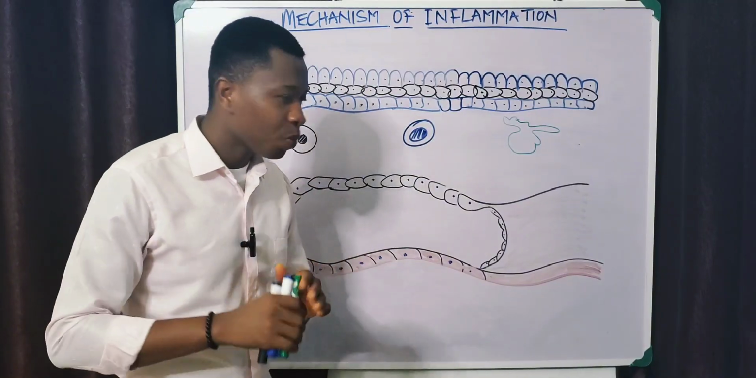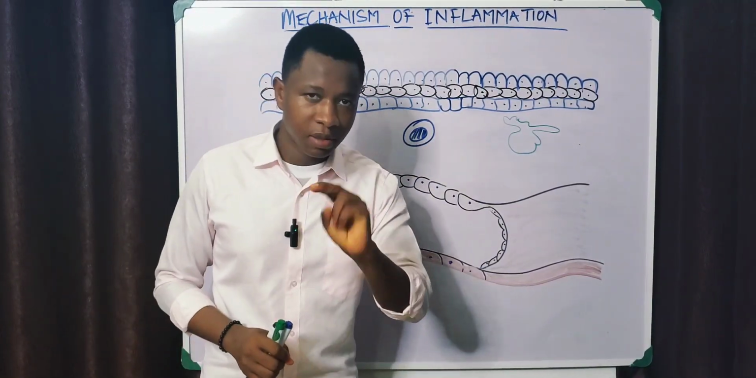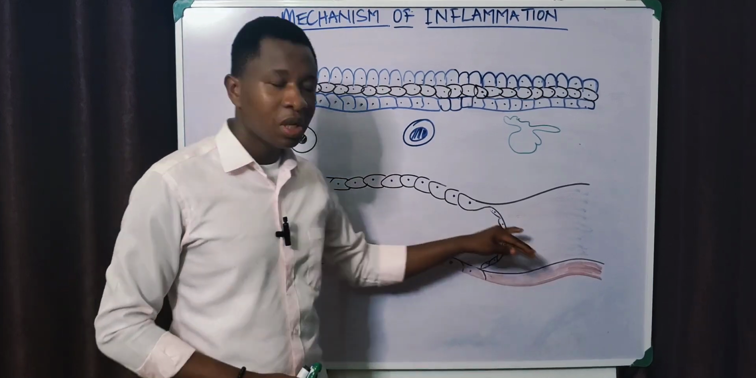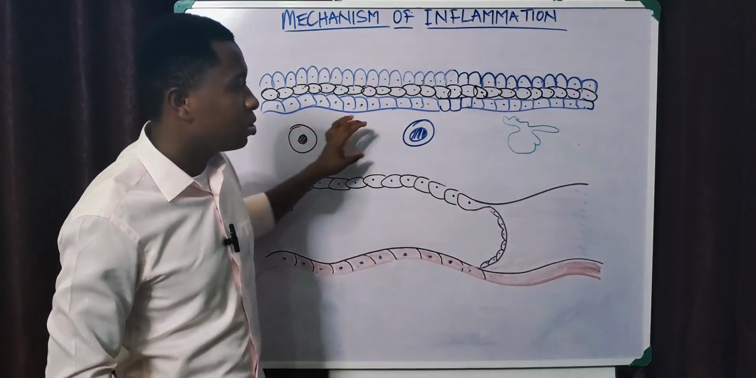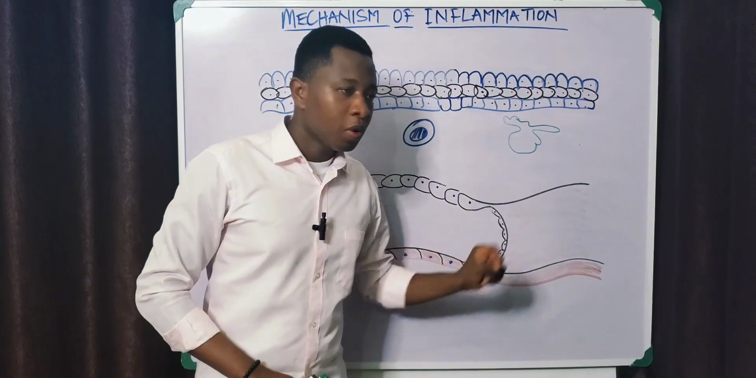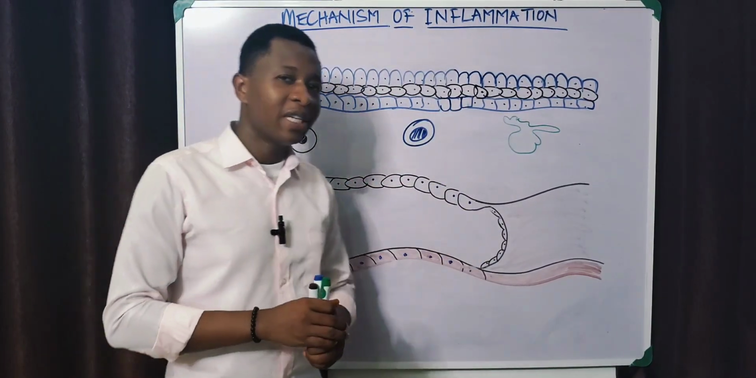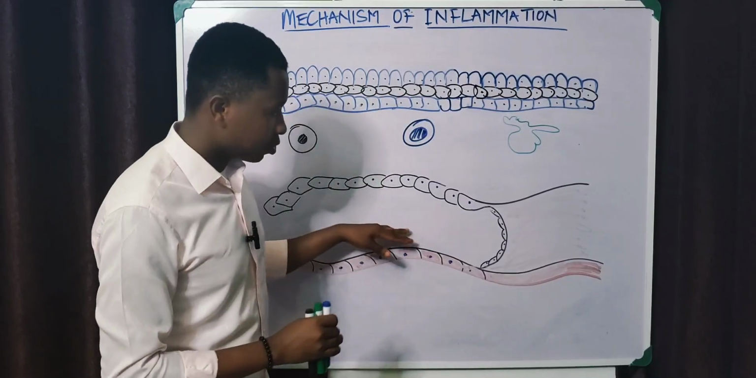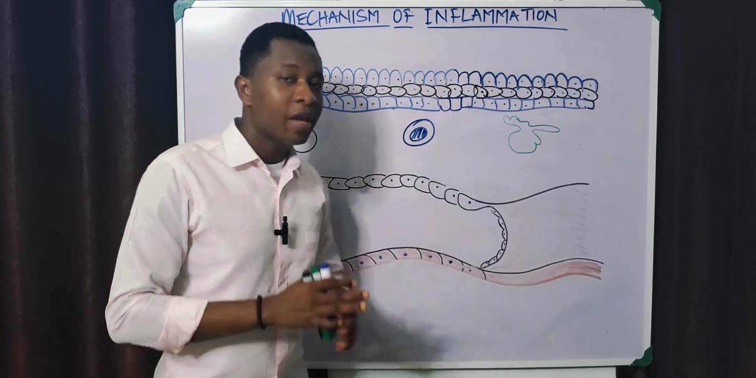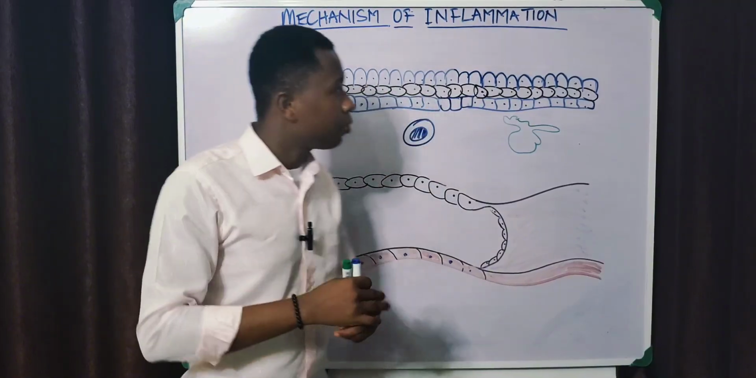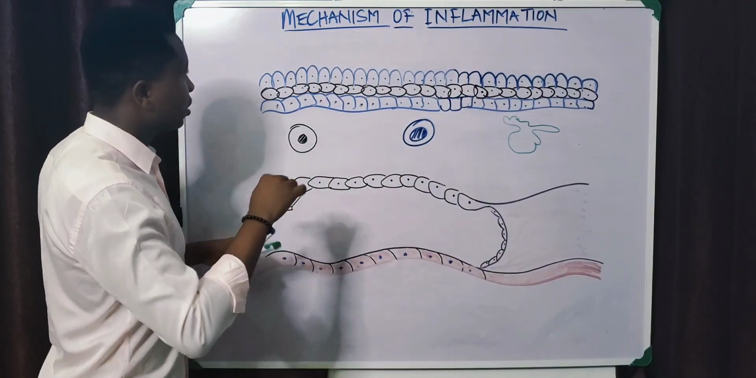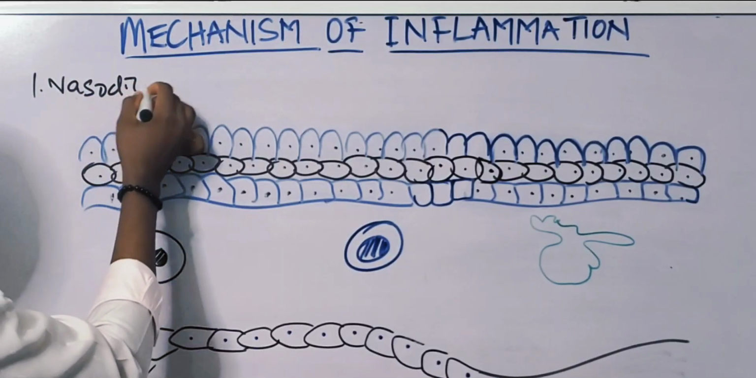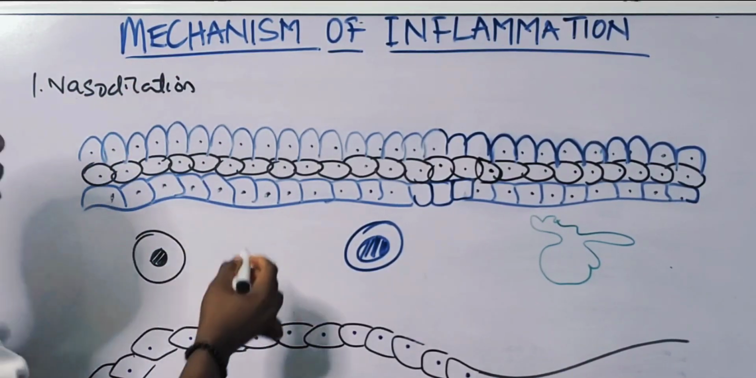All right, so inflammation basically is divided into two phases, right? We have what we call the vascular phase, which has to do with the blood vessels, and we have the cellular phase, which has to do with the cells. Now, inflammation is divided into three major stages. Two phases: vascular, cellular. Then we have three stages, which are firstly vasodilation, which has to do with dilation of the blood vessel.